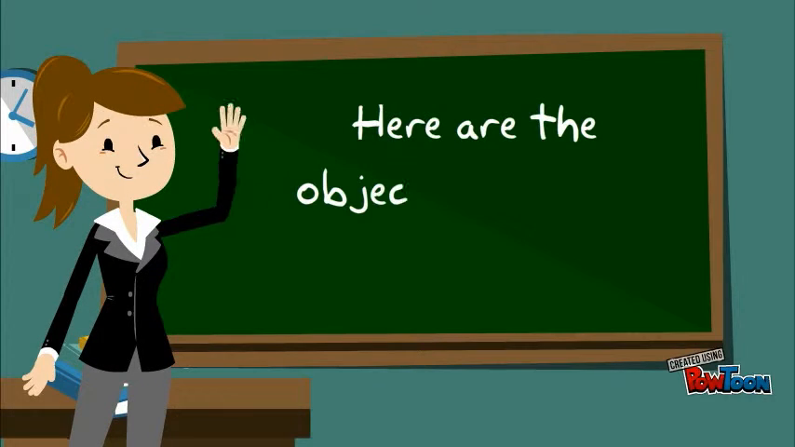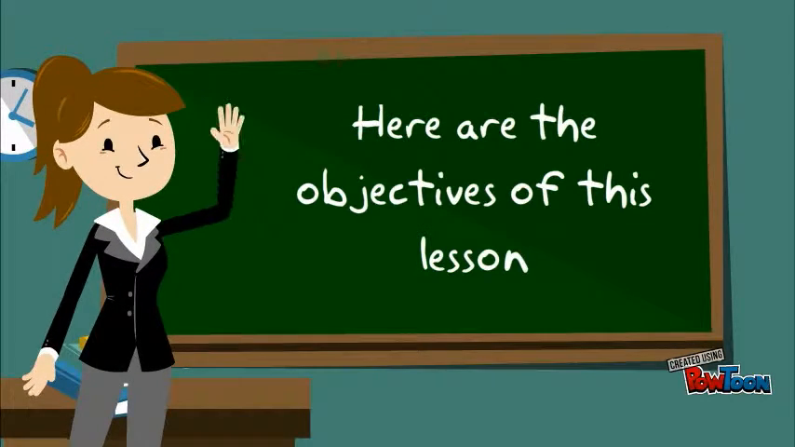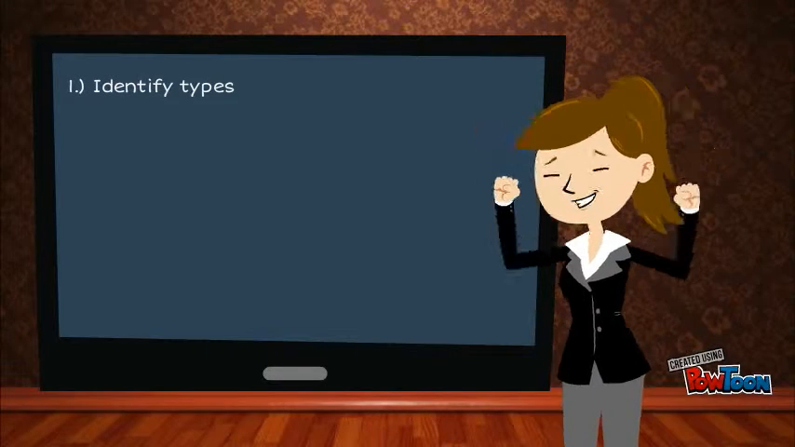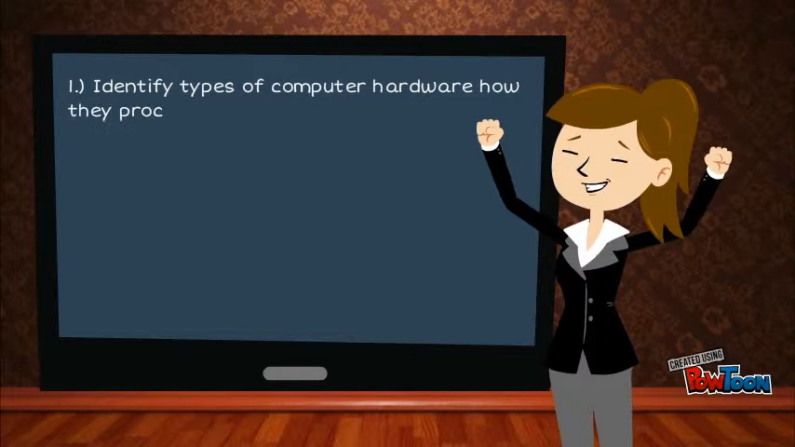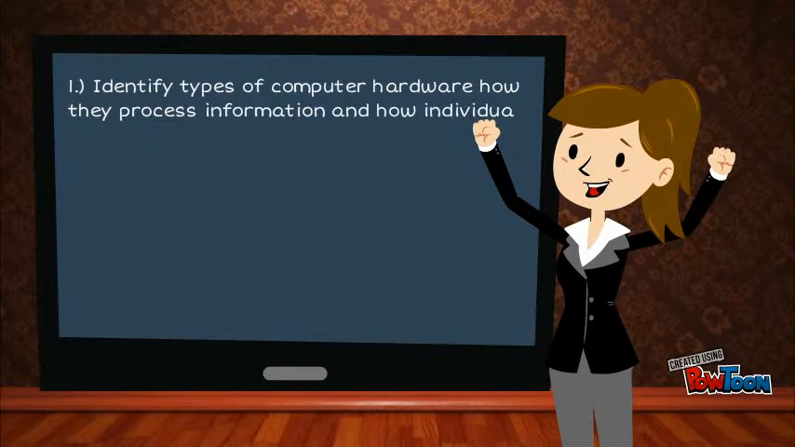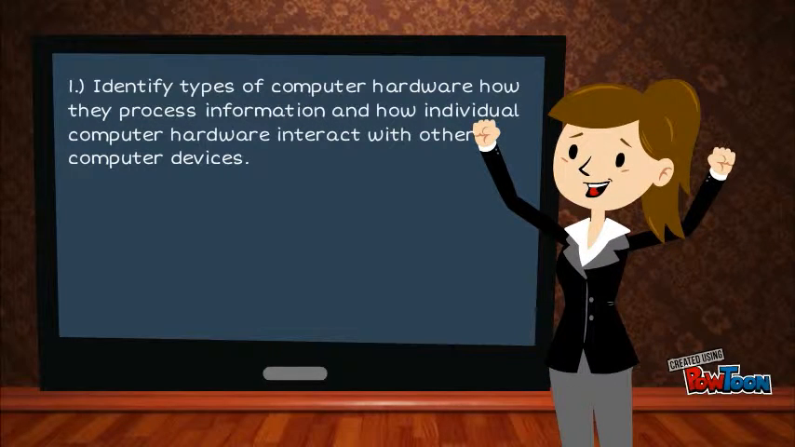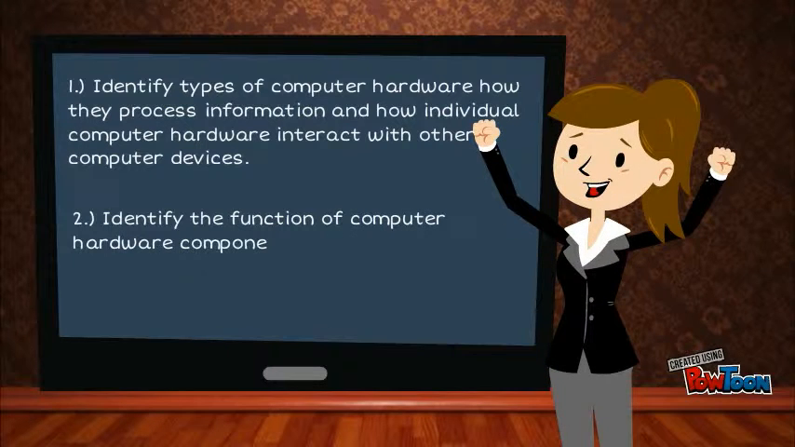Here are the objectives of this lesson. First objective. Identify types of computer hardware, how they process information, and how individual computer hardware interact with other computer devices. Second objective. Identify the function of computer hardware components.